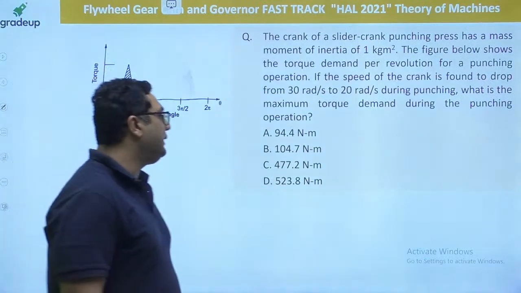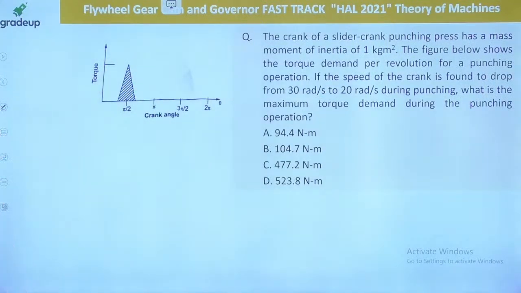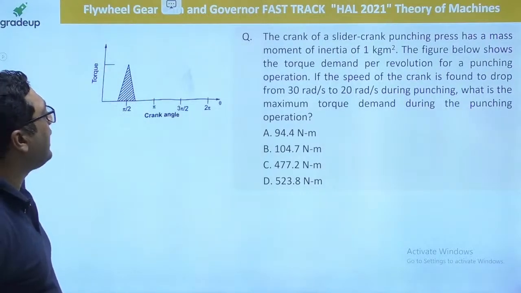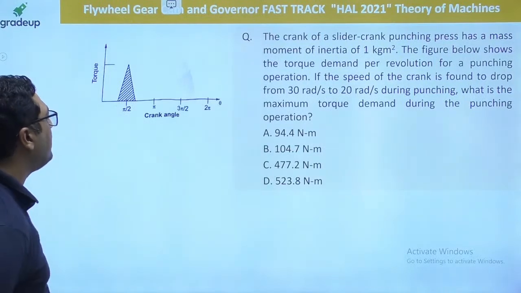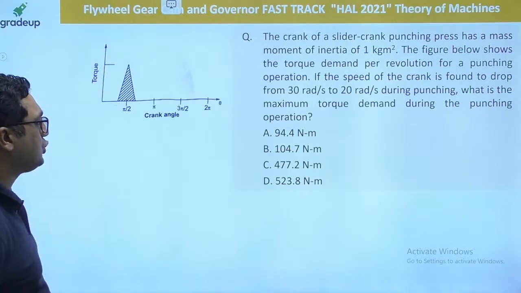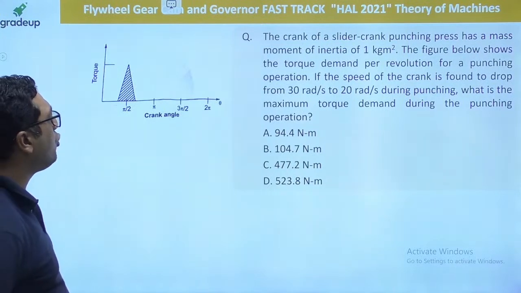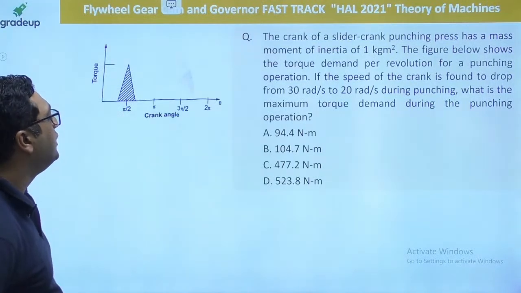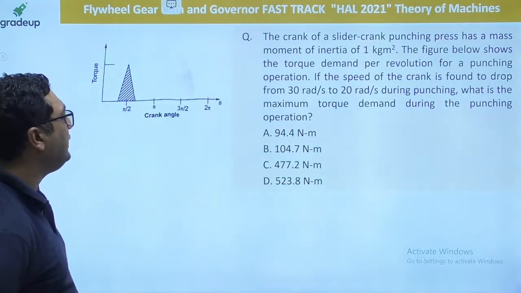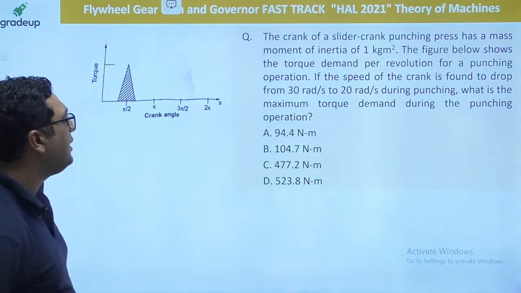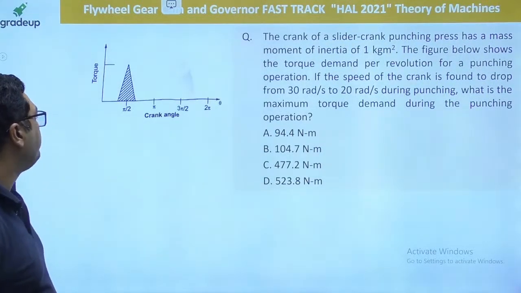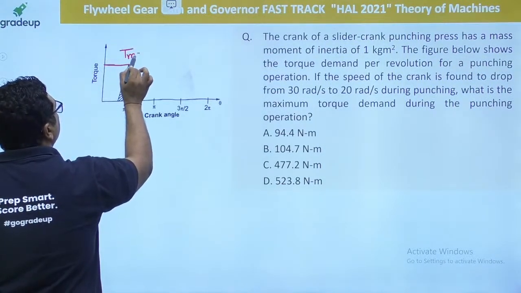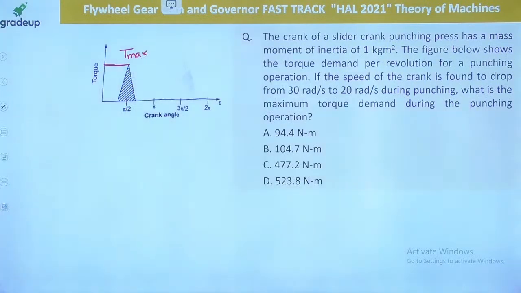This is slightly a numerical type of question, and this time I am not going to help you. This time you need to solve it. The crank of a slider crank punching press has a mass moment of inertia of 1 kg meter square. The figure below shows the torque demand per revolution for a punching operation. If the speed is varying from 30 to 20 radian per second, what is the maximum torque demand during the punching operation? You need to find out this maximum torque.